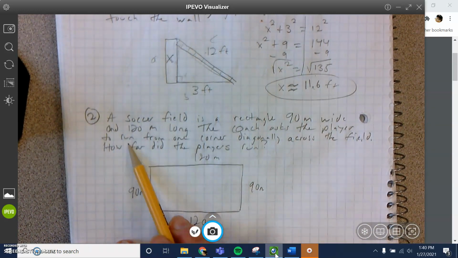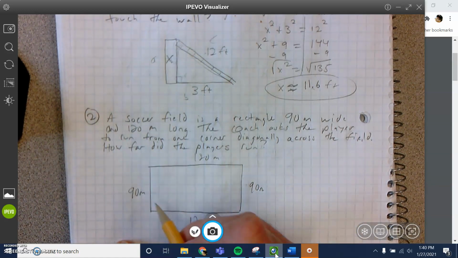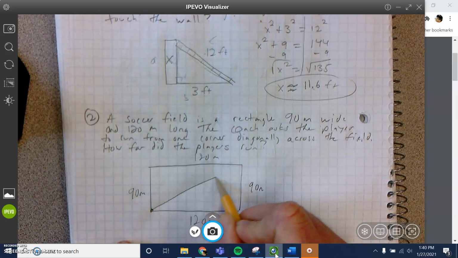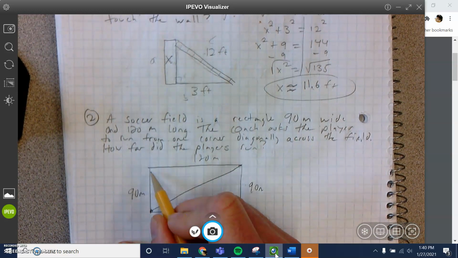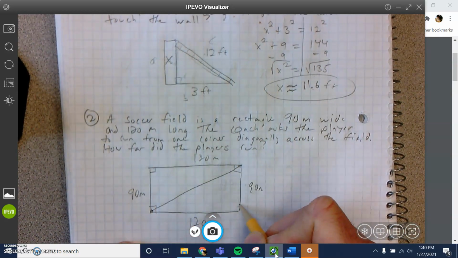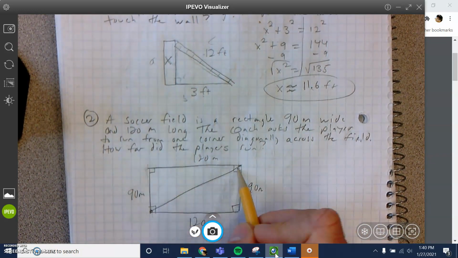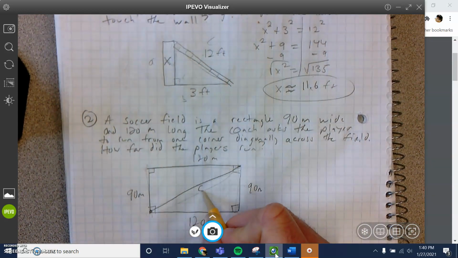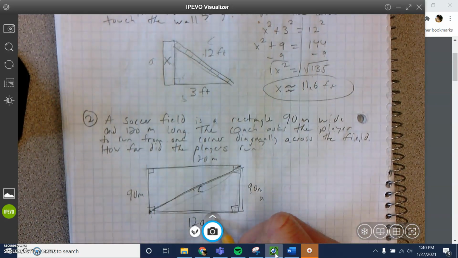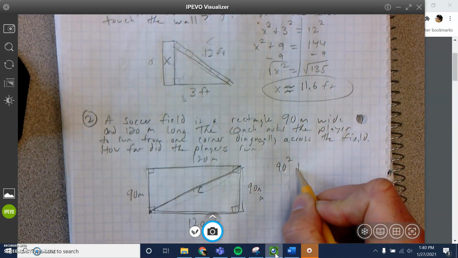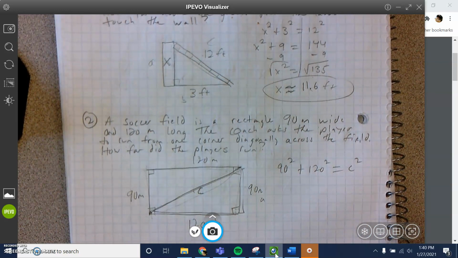The coach asked the players to run from one corner diagonally across the field to the other corner. So we're going like this, or we could be going like this, it doesn't matter. These are all right angles here, aren't they? Because it's a rectangle, and rectangles have all right angles. So I can use this triangle or that triangle, it doesn't matter. This is going to be c, the hypotenuse of this right triangle, and these are the legs. So 90 squared plus 120 squared equals c squared, which is the distance that the players are running.